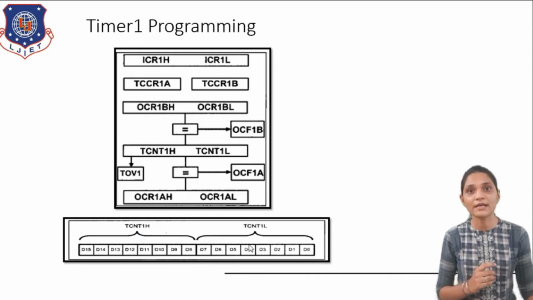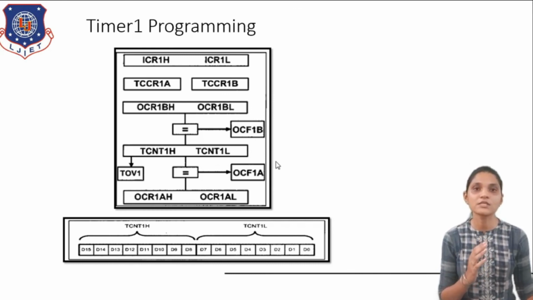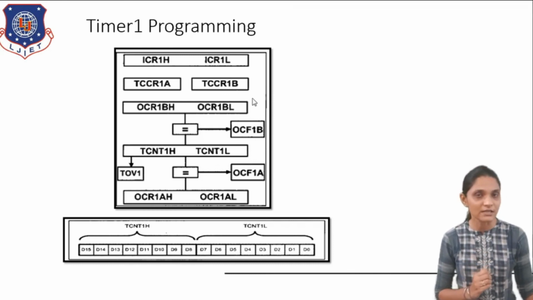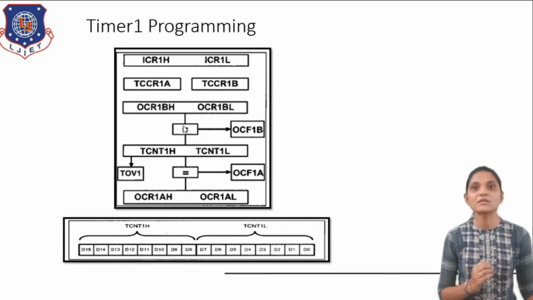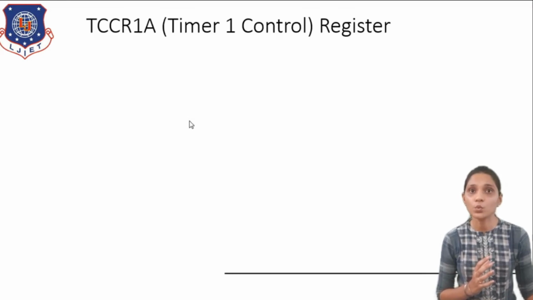So this is the basic block diagram for timer 1. This is the 16-bit TCNT1, that is the lower part and the higher part. Then you have the two OCR registers, OCR1B and OCR1A, each consisting of an upper part and a lower part, that are compared with the TCNT1 register, and depending upon that your OCF1B or OCF1A flag is going to be generated. It also has two control registers, TCCR1A and TCCR1B. Okay, so these are the basic registers available with timer 1.